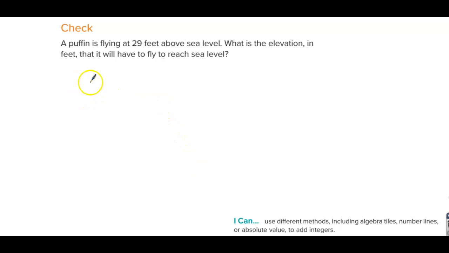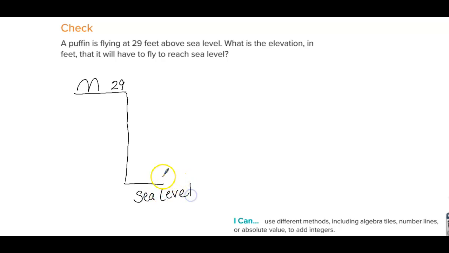A puffin, that's my version of a puffin, is flying at 29 feet above ground, or above sea level. How far will it have to go down to reach sea level? What is the number that represents the change in elevation that would be required to go from where it is to sea level? He would have to go down 29 feet, so it would be negative 29.